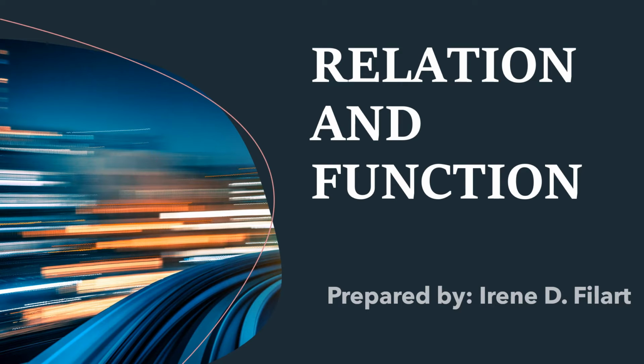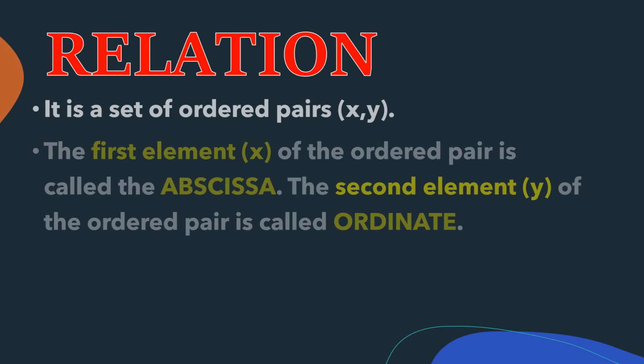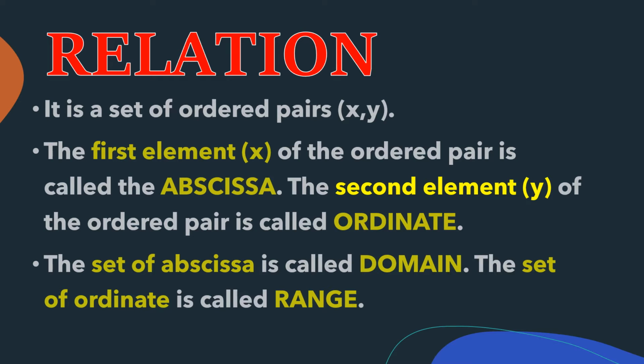Hello everyone. Today we will discuss relation and function. Relation is a set of ordered pairs. The first element of the ordered pair is called the abscissa and the second element is called the ordinate. The set of abscissa is called the domain and the set of ordinate is called the range.